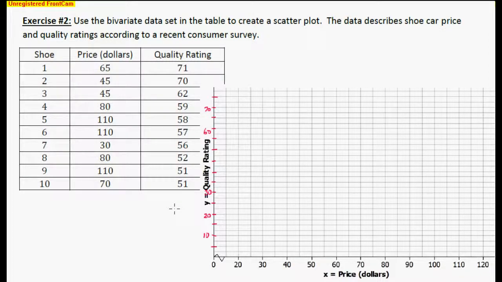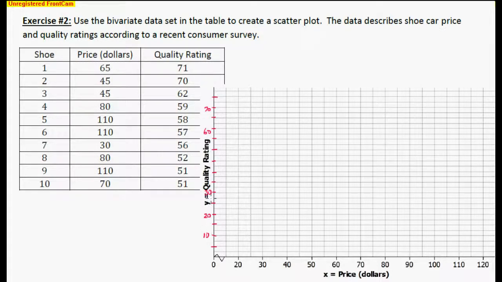All right, guys, here is exercise 2. Very similar to what we did in the previous exercise, they give us a set of data up here, and it is dealing with shoes in this case. We've got 10 different types of shoe, and here's our bivariate data set. You notice two quantities again. For each shoe, they're giving us a price and a quality rating based on a consumer survey. So we want to do the same thing. We want to create a scatter plot.